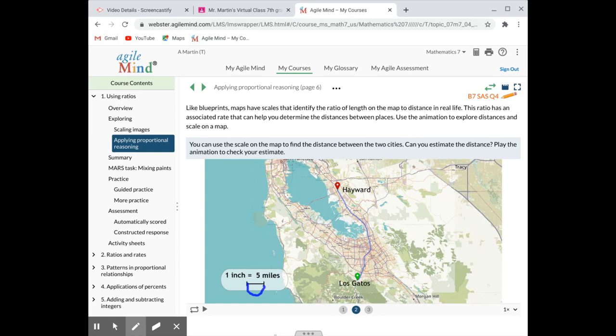Anyways, all right. So what I want you to do is take your pinky nail and put it to the screen and go all the way around that blue line right through here. So you would have one pinky nail, one pinky nail, one pinky nail, etc., all the way to Hayward. And I want you to see about how many you get. So I'm waiting to hear from you.